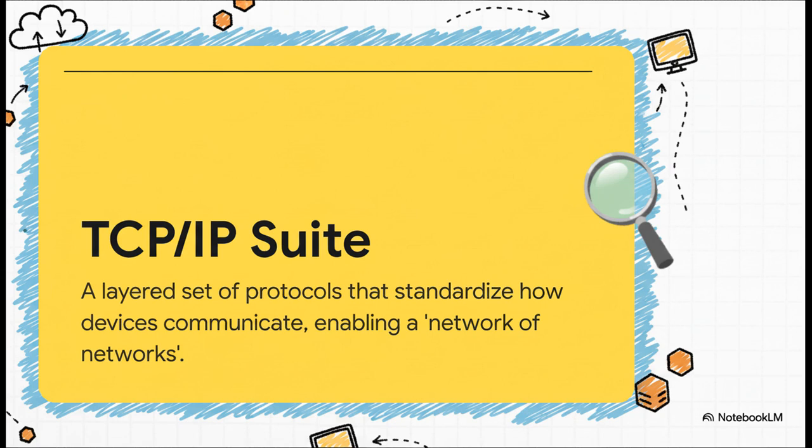Okay, so what is it exactly? Well, TCP/IP, that's Transmission Control Protocol/Internet Protocol, is basically a set of rules. It's a suite of protocols that lets everything, I mean everything, from your phone to a giant data center, speak the same language. It's the universal translator for the internet. It's what dictates how data gets chopped up into pieces, addressed, sent across the world, verified, and then put back together perfectly on the other side.